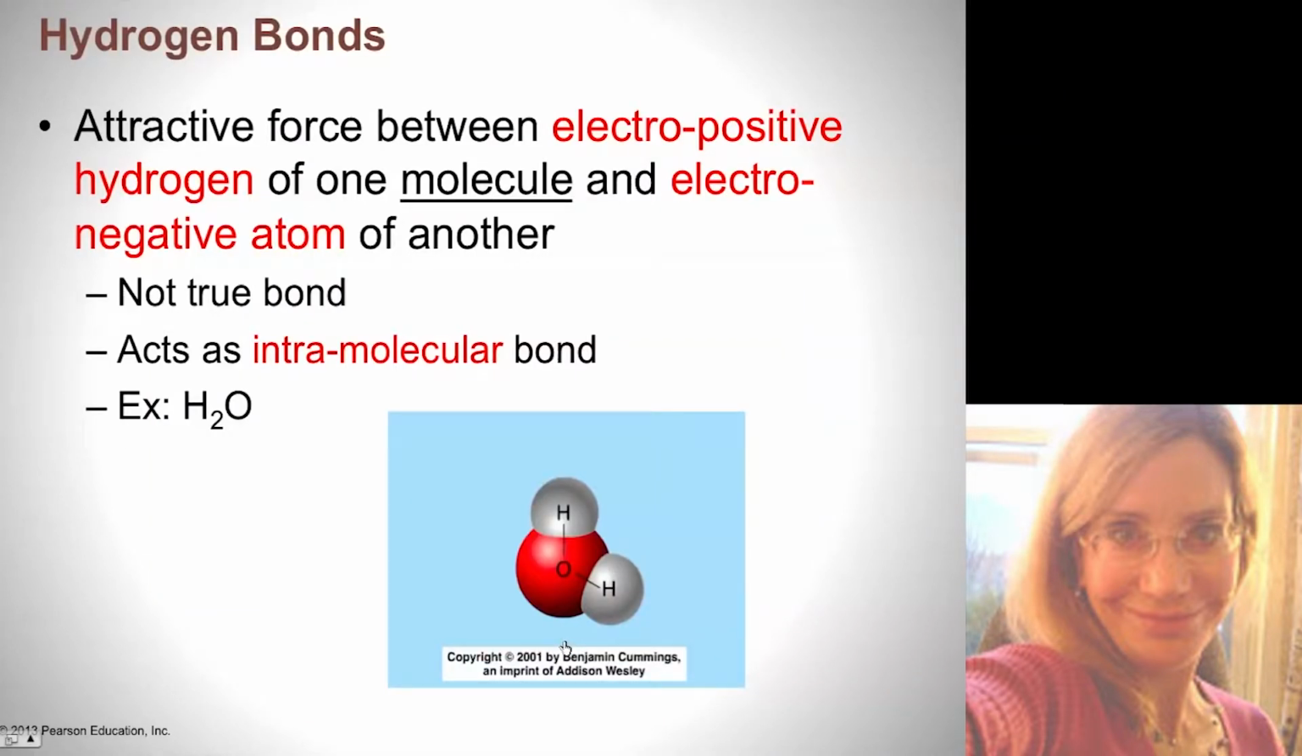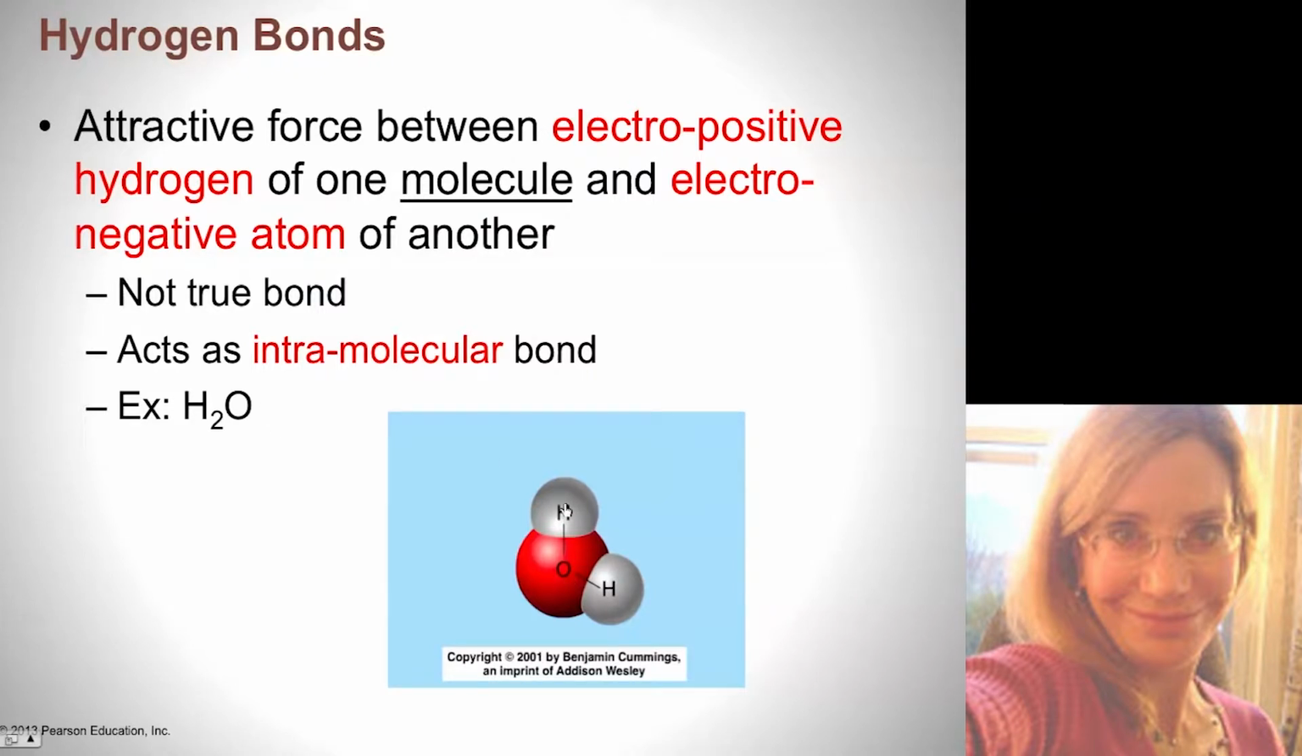I would like you to know these 4 types, the 4th one being the hydrogen bond. A hydrogen bond is the attractive force between an electropositive hydrogen atom of one molecule and the electronegative atom of another. It's not really a true bond, but it acts as an intermolecular bond, meaning between molecules. And the example will be water.